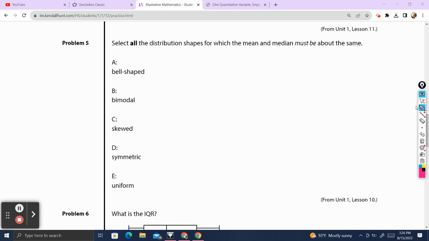Problem 5. Select all the distribution shapes for which the mean and the median must be about the same. So, must be. In this case, we're going to think about where it has to be the same. Well, we know that in anything that's symmetric, the mean and the median are going to end up the same. So a bell shape is symmetric. A bimodal could be symmetric, but it could also not be symmetric, so we can't assume that the mean and the median are going to be the same for the bimodal.